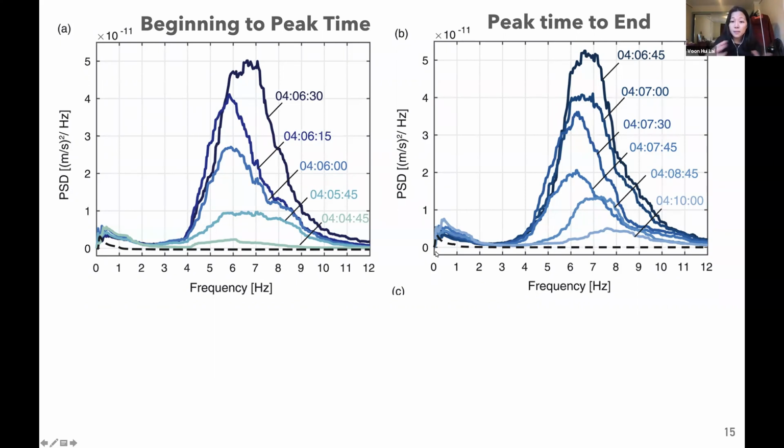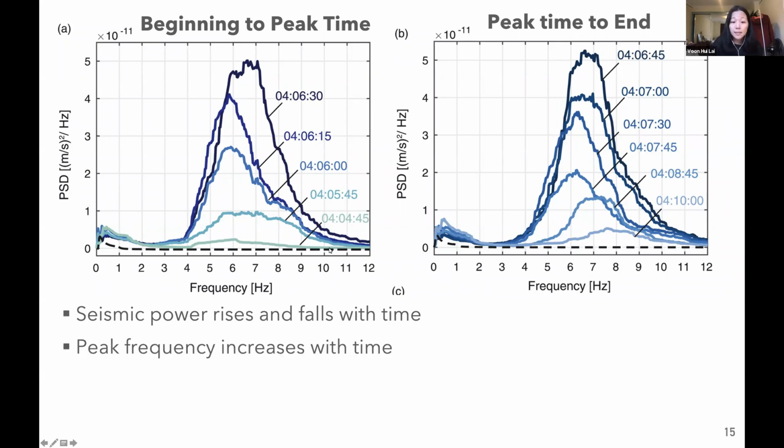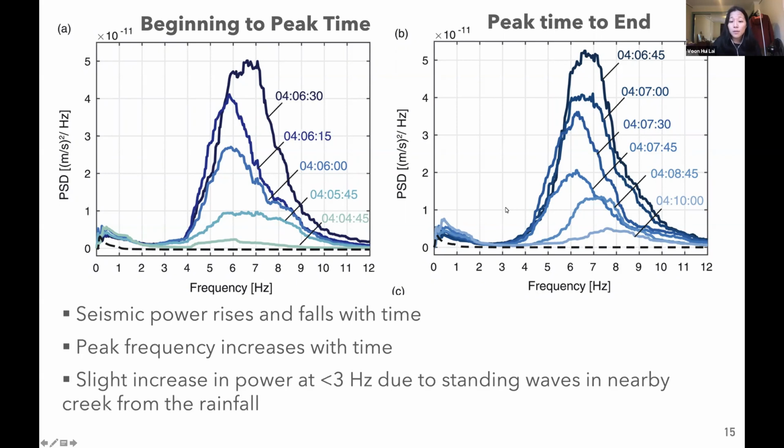And plotting the data in such a manner shows many patterns. First, we see that overall the seismic power rises and falls with time. Secondly, we see that the peak frequency, where the power is maximum, increases with time. So even though the amplitude has dropped, the peak frequency is increasing in the x direction. And we also see that there is an increase of the amplitude at 3 Hertz and below, and we believe that this is due to the standing wave phenomenon in the creeks from the rainfall.